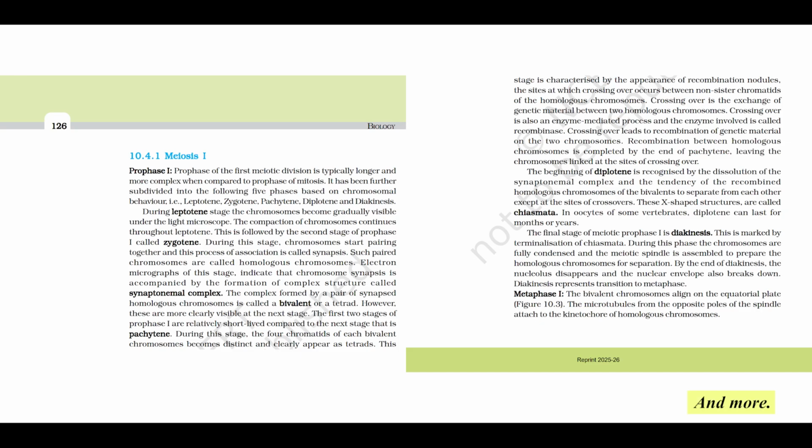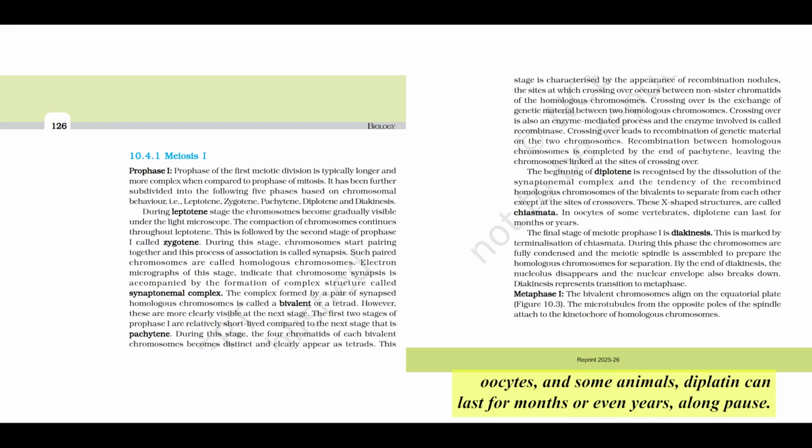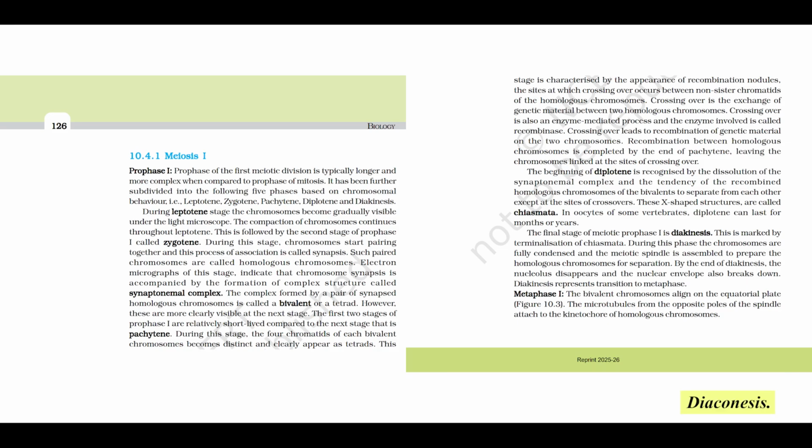Okay. More. 4. Diplotene. The synaptonemal complex dissolves, the zipper unzips. The homologous chromosomes start to separate, but they remain attached at the points where crossing over occurred. These X-shaped attachment points are called chiasmata. Chiasmata, the crossover points. Yes. In some cells, like developing egg cells, oocytes in some animals, diplotene can last for months or even years. A long pause.